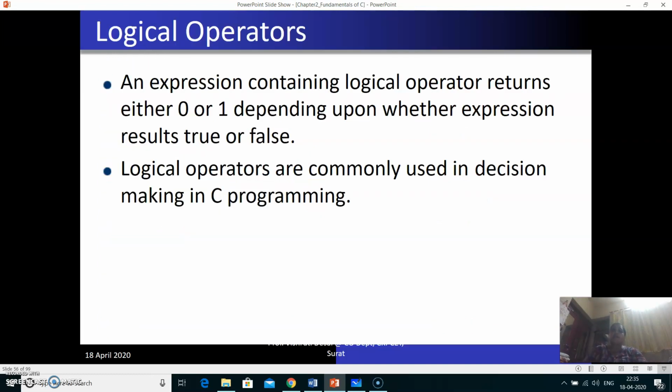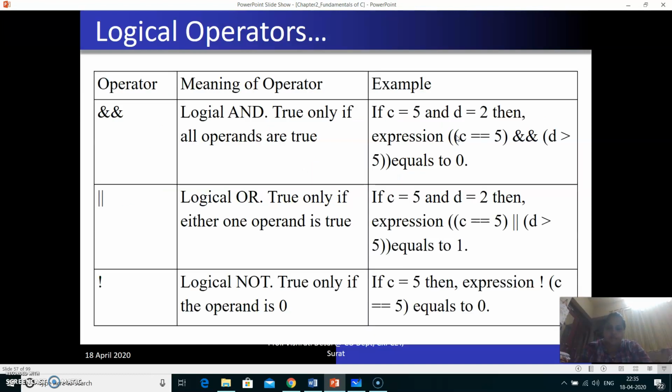Next category is again the logical operator. Now it will check the logical operator, also written as 0 and 1, whether your expression is true or false. The first logical operator is that you have to write double ampersand. It will represent the logical AND. In the logical AND operation, you are checking two different conditions. First, I am checking c == 5 and d > 5. So before evaluation, my c is 5 and d is 2.